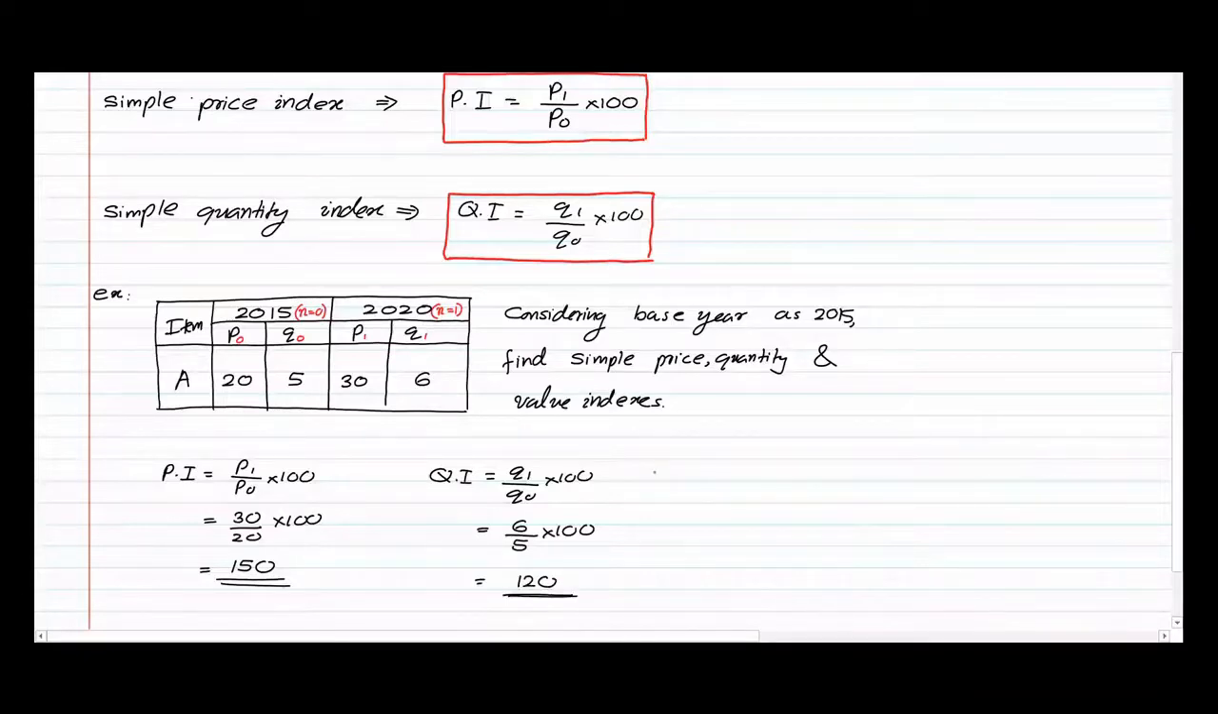How to get the value index? Value index means you take the total cost in 2015 and 2020. In 2020, the total cost is we are buying for 30 rupees and the amount is 6, so 30 into 6. In 2015, the total cost is 20 into 5, into 100. So 100 and 100 cancel, and 30 times 6 is 180. Is that okay?